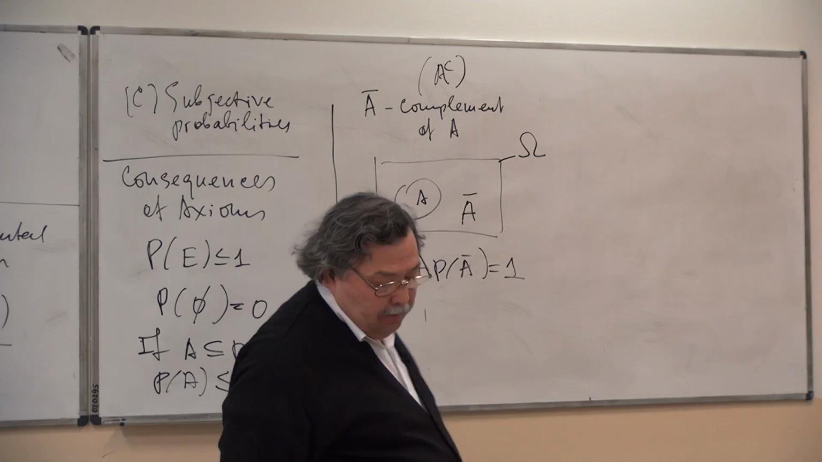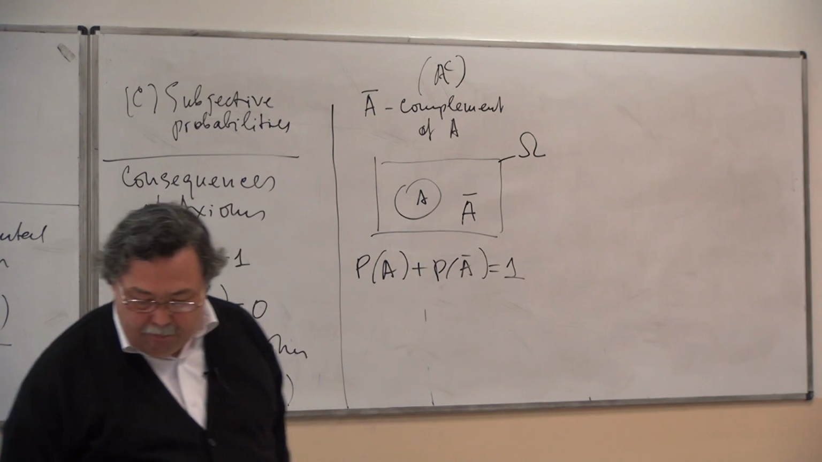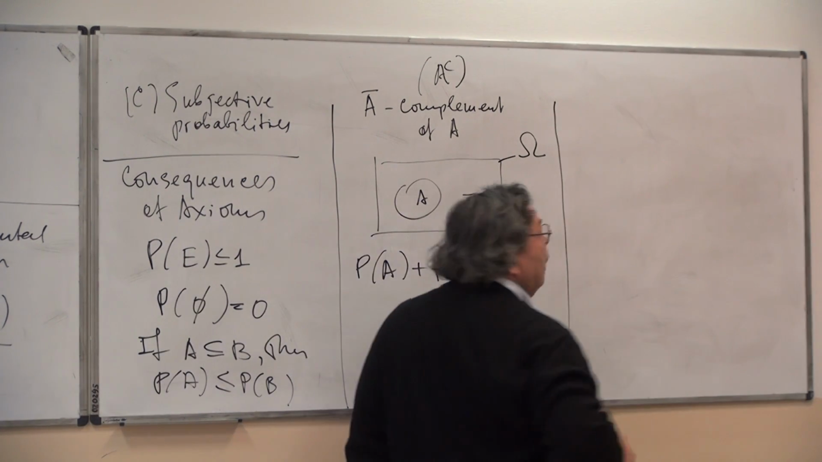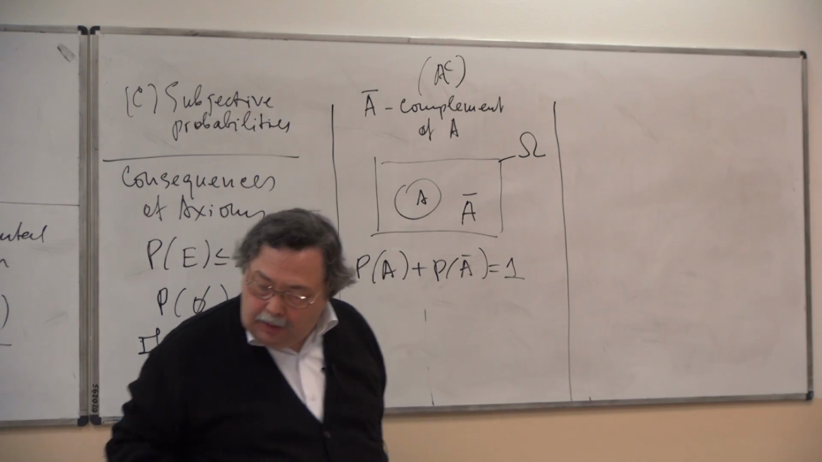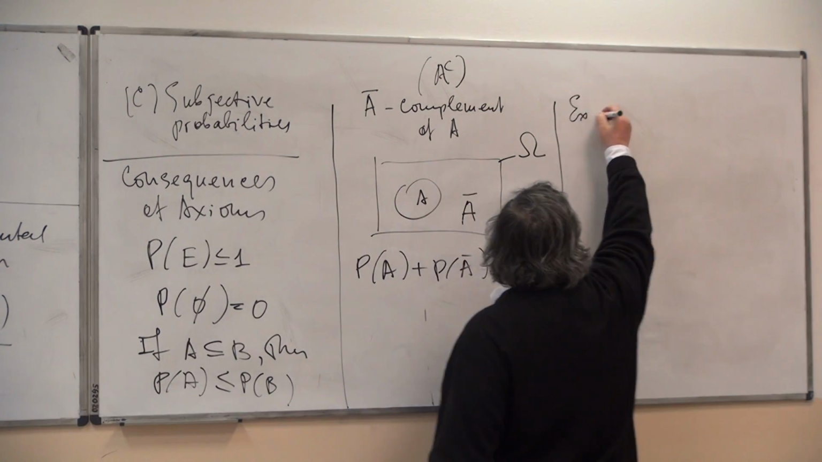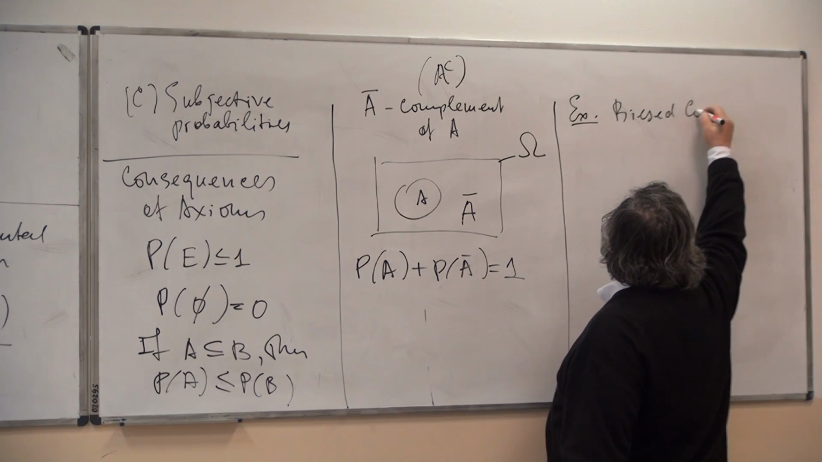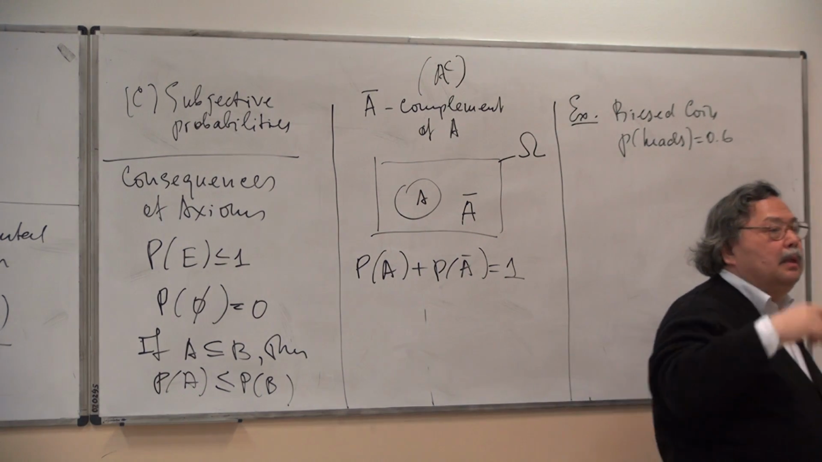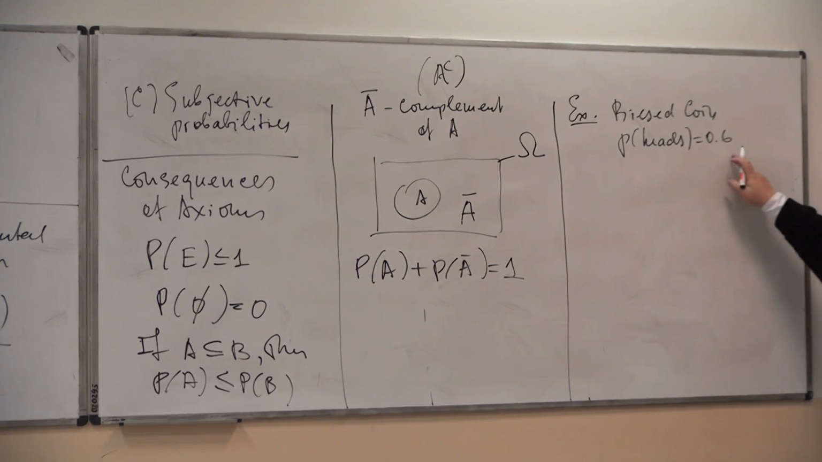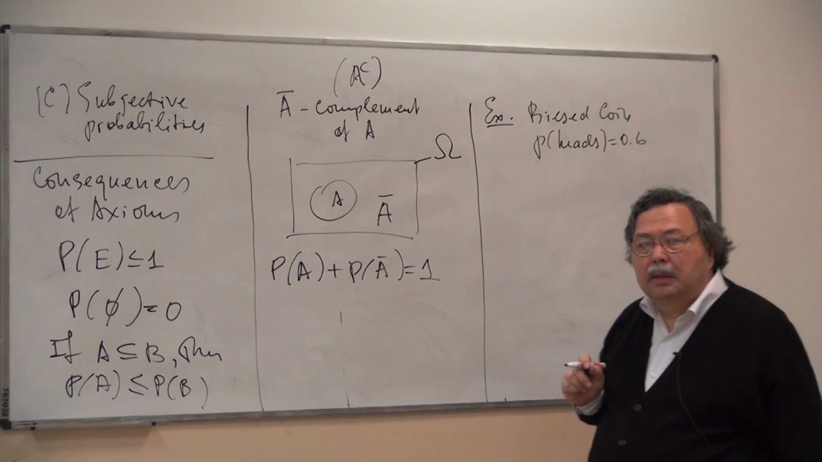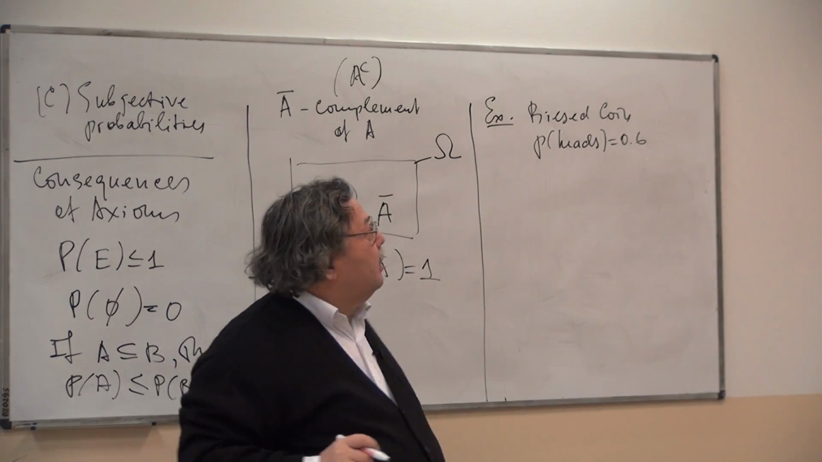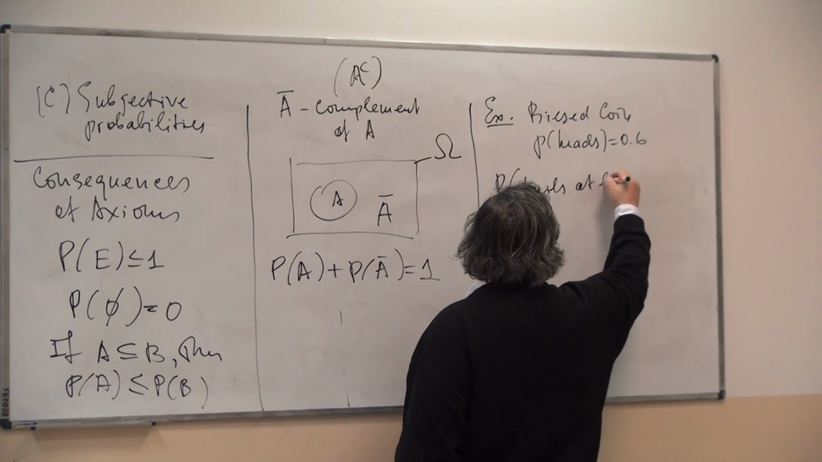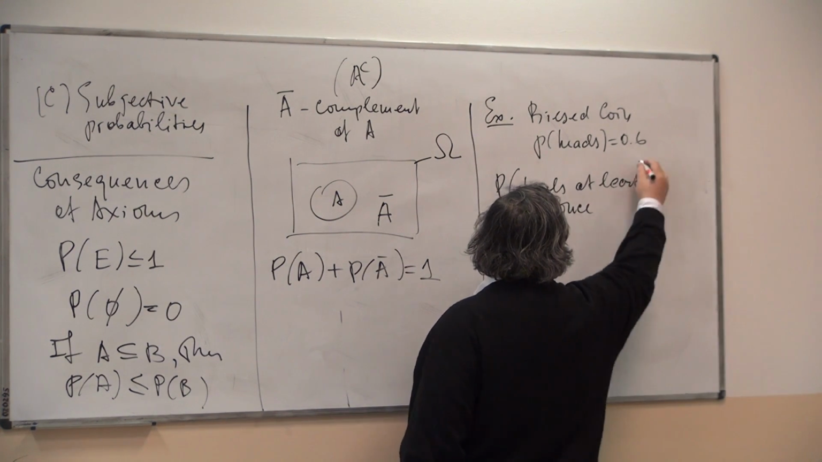Well, and let's give it an example. Suppose we toss a biased coin 10 times. Suppose we know somehow that the probability of getting heads for this coin is 0.6, not 0.5. And we toss this coin 10 times. Now, what's the probability that we get tails at least once? Tails at least once. Okay.